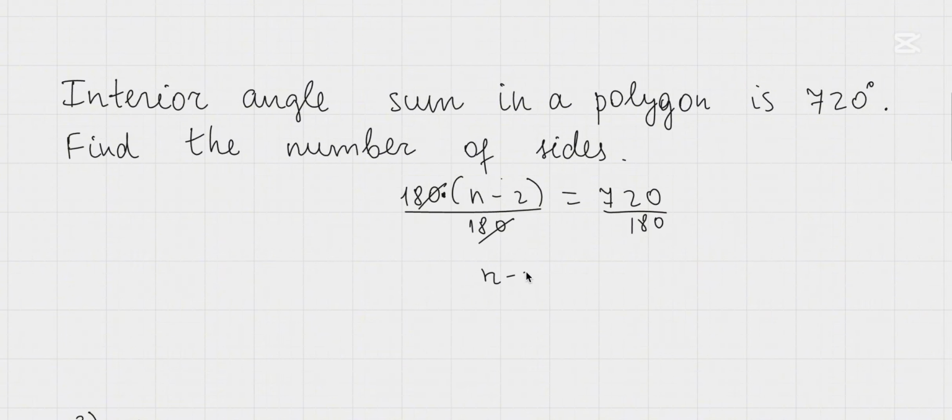So we get n minus 2, and we can cancel zeros. 72 divided by 18 makes 4. And just move negative 2 to the other side, and you will get 4 plus 2, which is 6.